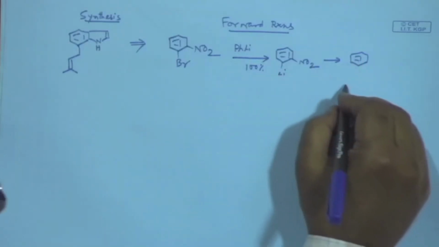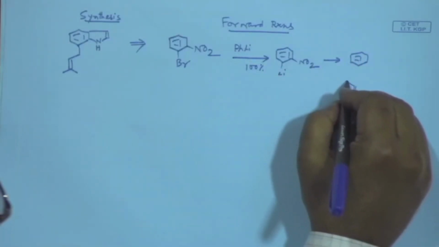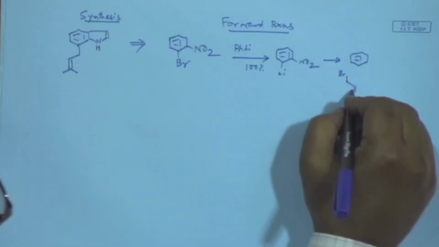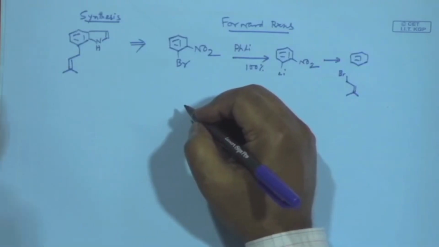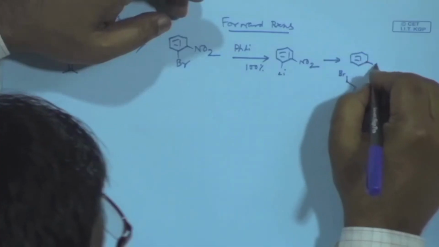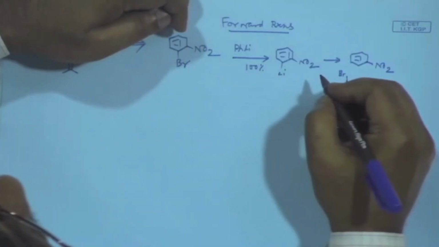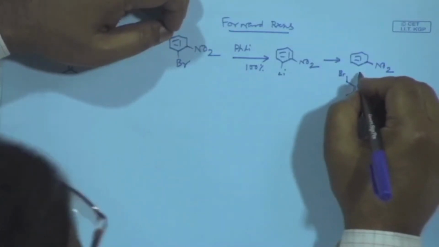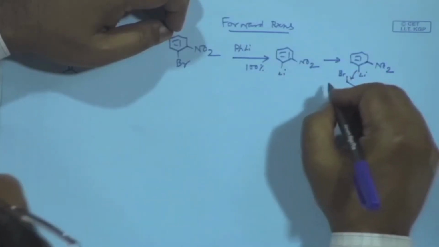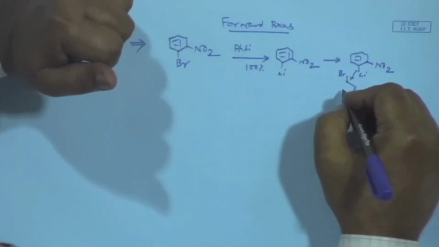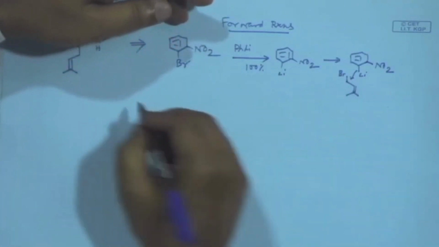Then you have to introduce this allyl or prenyl group here. Mind it, in most cases the prenylation does not take place unless you put cuprous cyanide, right. But in some cases, if the reactivity is so compatible, then you can directly do this displacement, especially if it is an allylic substance, not this simple alkyl substance.